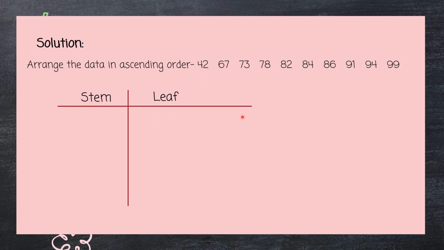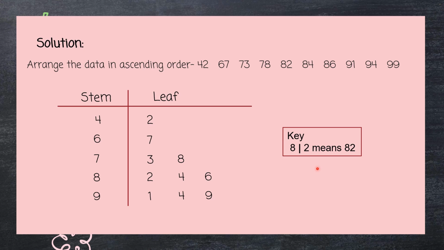Arrange all the scores in a vertical manner from the smallest score to the biggest. So start with the first data, 42, 67, 73 and 78. And next we have 82, 84 and 86. And the last ones are 91, 94 and 99. Don't forget to include the key. So 8 as the stem and 2 as the leaf means the data is 82.